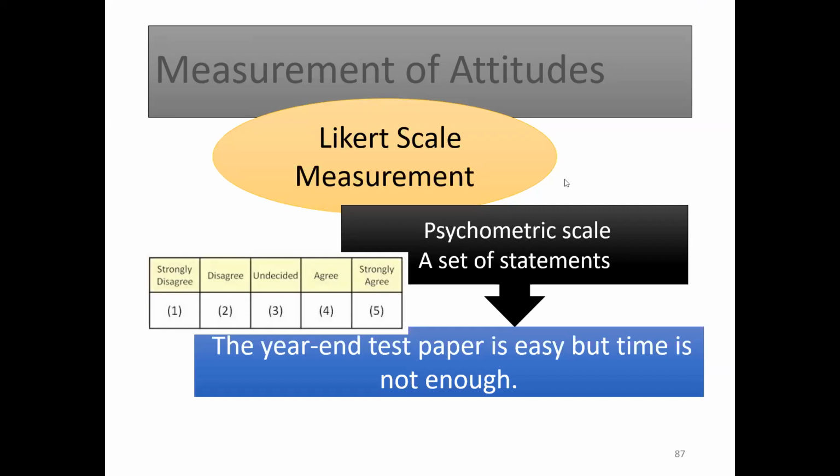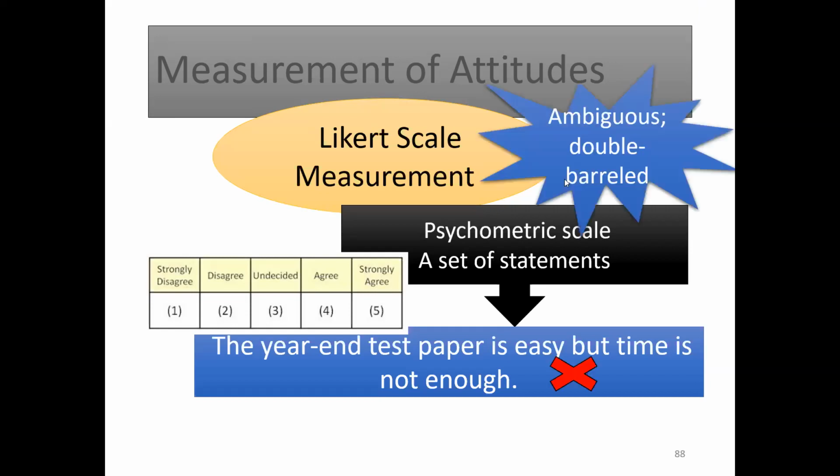So this type of question is weak. It is a double-barreled question. It is an ambiguous question because the participants are unable to select precisely. So this is a weak question for Likert scale measurement.